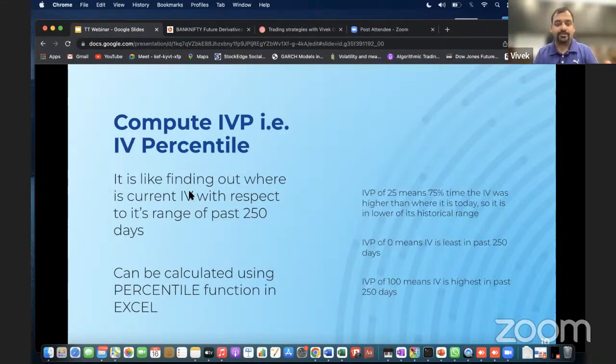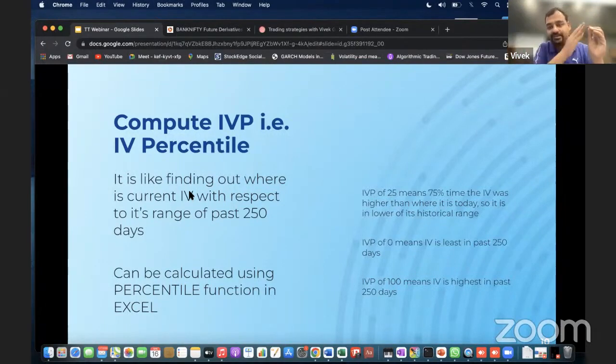We can do it using a function called percentile in Excel. So let's say an IVP of 25. Suppose we get an IVP and not IV now, it's just IVP, the percentile of 25. Say this is the IV range of the last 250 days. If IVP is 25, which is here, it means 75% of the time in the last 250 days, the IV was higher than where it is today. Right? So it means that IV is in the lower part of its range. Zero IVP means it's the least in the last 250 days.